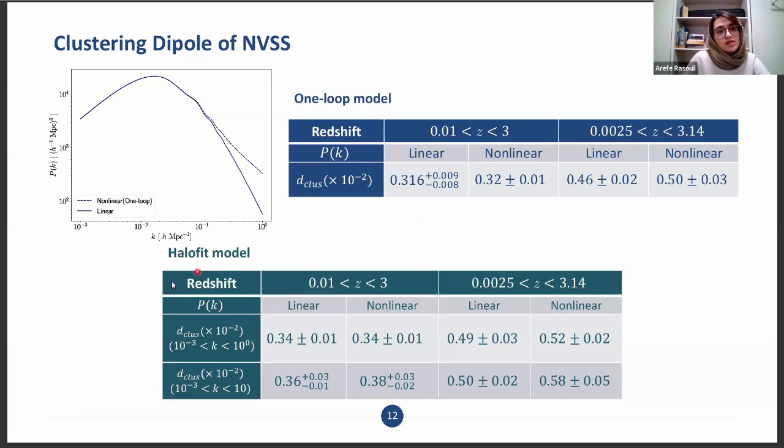And the difference between these two is that the power spectrum of the halo-fit model works better in the nonlinear regime, and the one-loop model works better in the quasi-linear regime. But the results of these two tables are quite similar, because as we consider lower redshifts in our redshift distribution, the amplitude of this clustering dipole increases by up to 40 to 60%. On the other hand, when we consider the nonlinear corrections and add them to our data, the amount of this change is not that significant and it is very close to the error bars. So in order to have a physical interpretation, we need more accurate data.